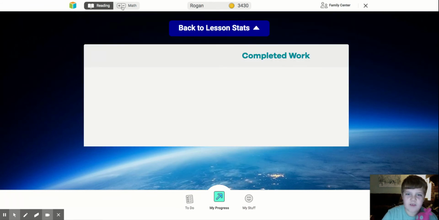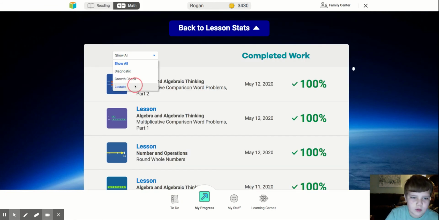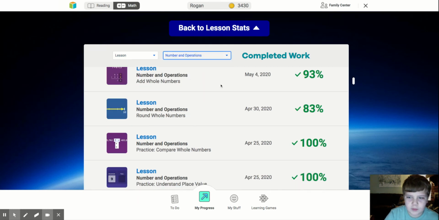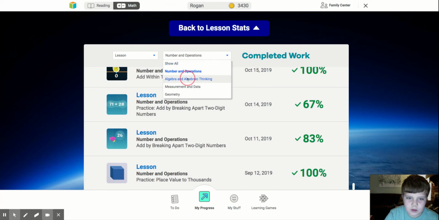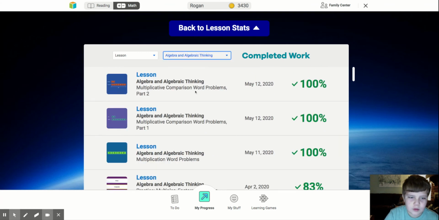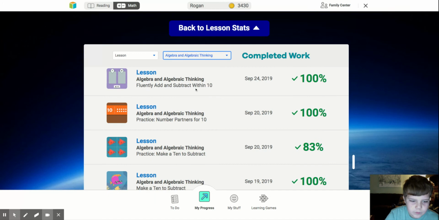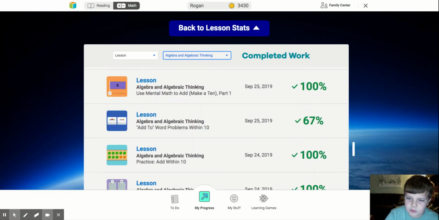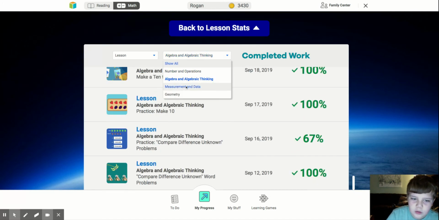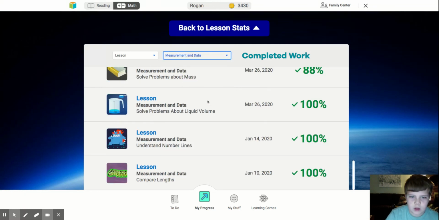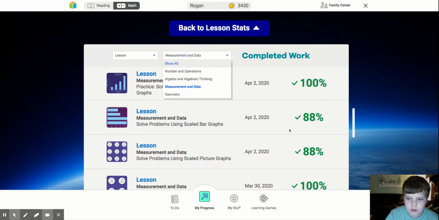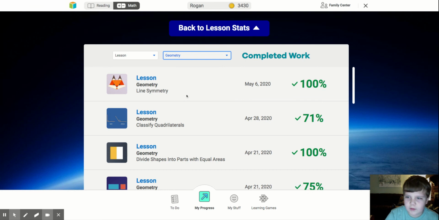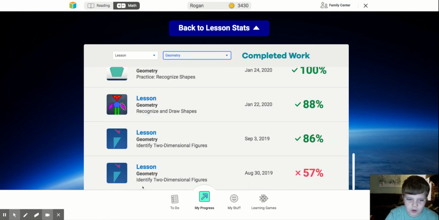Know what I did in math so far? I did all numbers and operations so far, so good. I did algebra, so far so good. I had a little measurement and data. And in measurement and data, this is the ones I did right. And in geometry, I did so far.